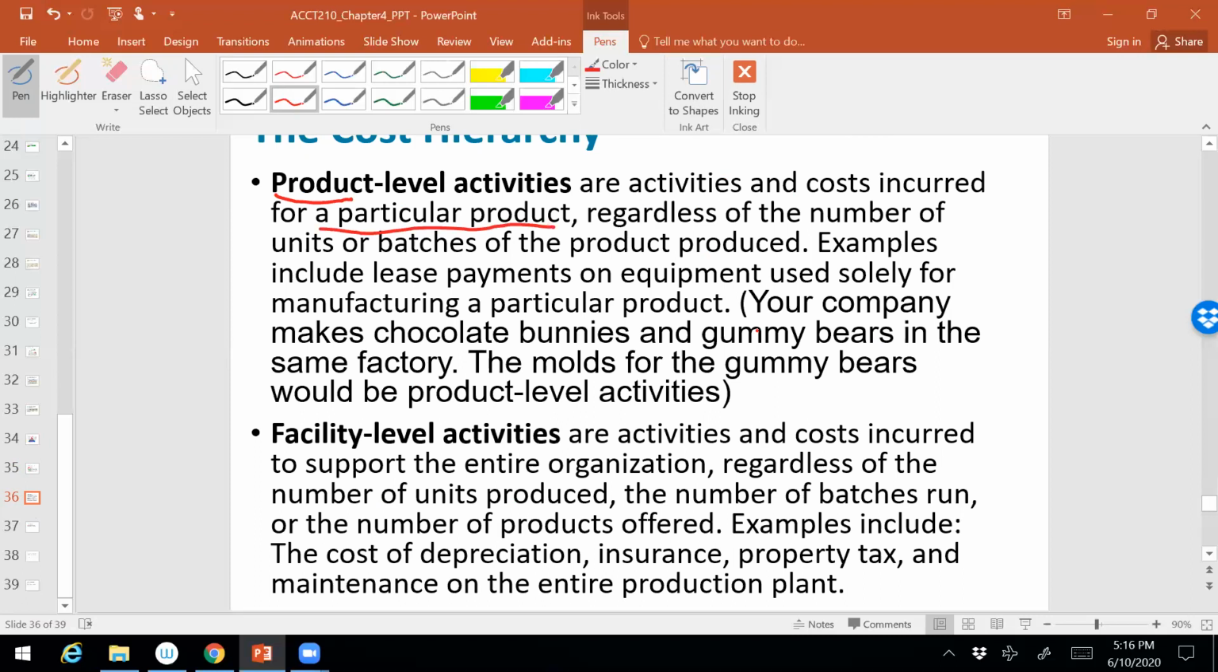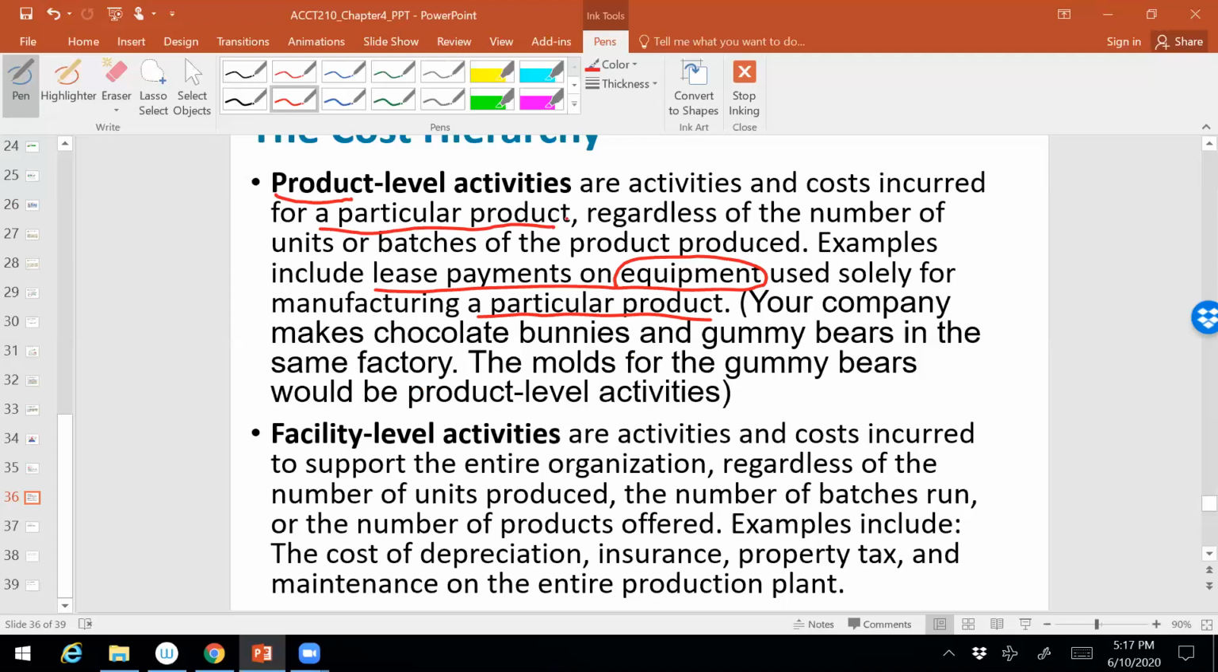I put an example here. Our textbook also put an example: if you lease an equipment to only manufacture a particular product, to only release our equipment for this specific product, then the cost for the lease will be product level activity. Say your company also makes chocolate product and then also gummy bear candy. So the mold for the gummy bear will be only for that product. So that's the product level activity.